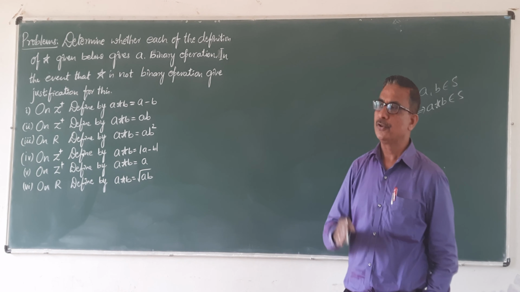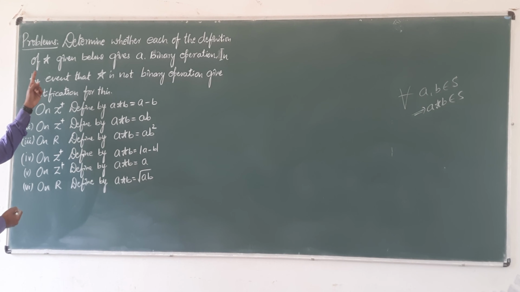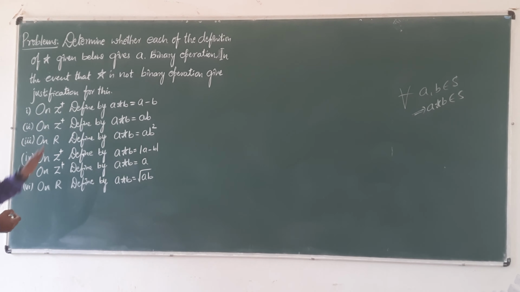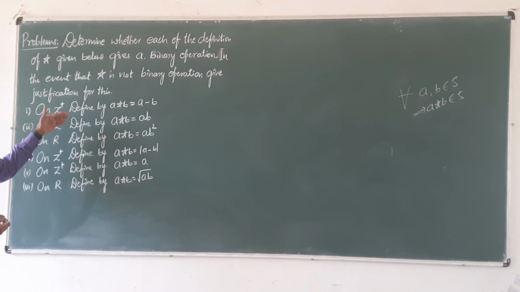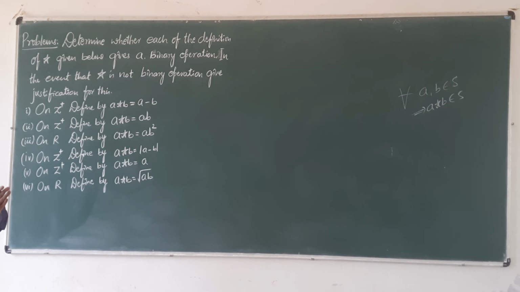So based on the definition of binary operation and laws of binary operation, to solve simple problems, look here. Main problem number 1. The question: determine whether each of the definitions of star given below gives a binary operation. Some results are given. You have to verify whether each of the following results is a binary operation or not. If it is a binary operation, no problem. If it is not a binary operation, give justification, give one reason.